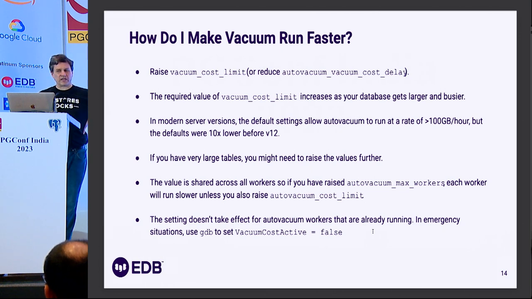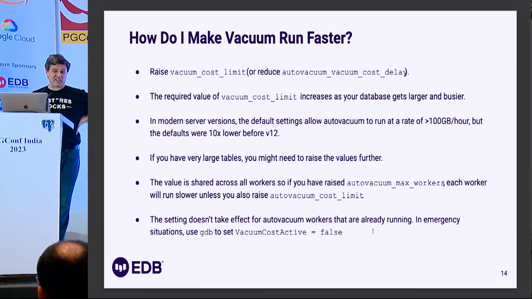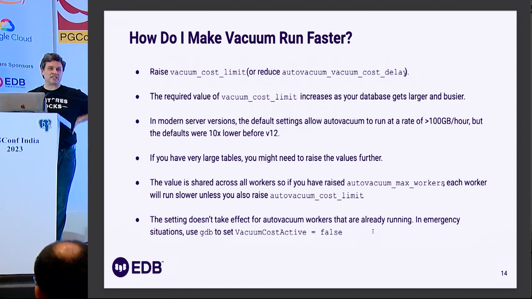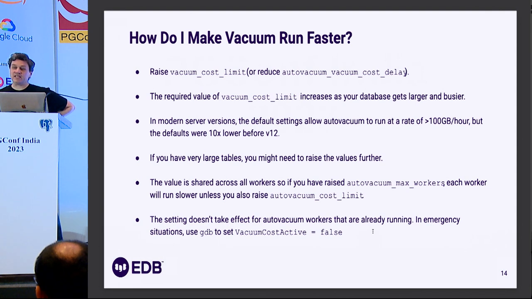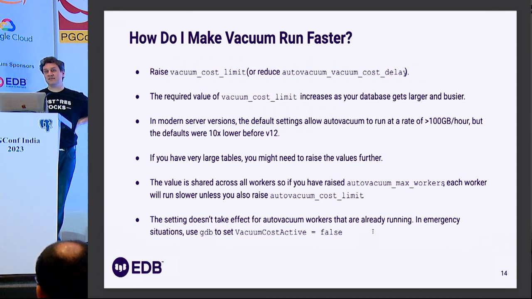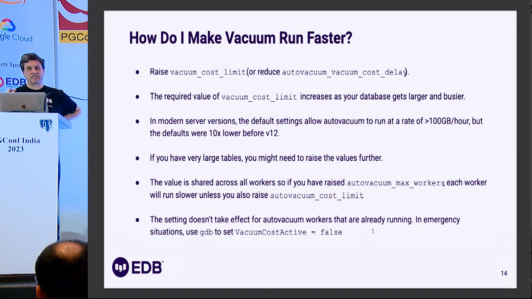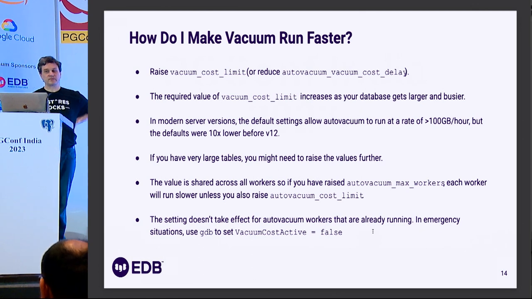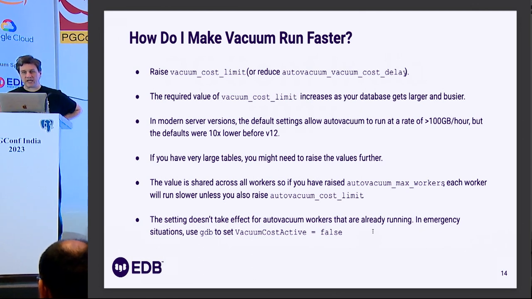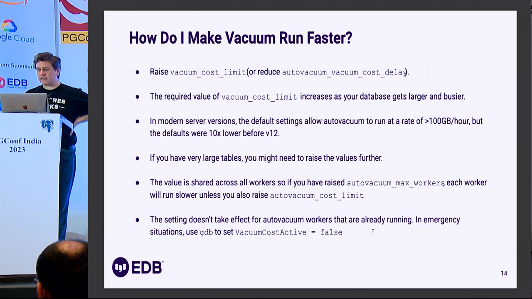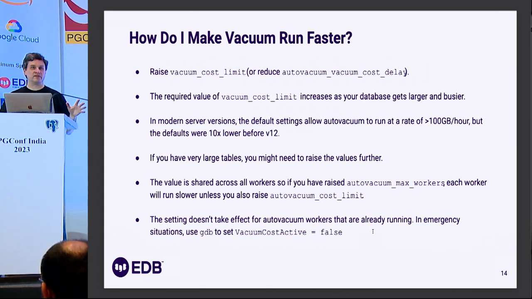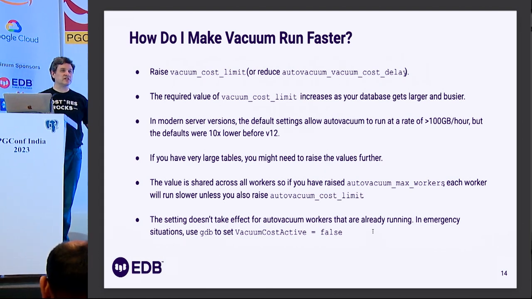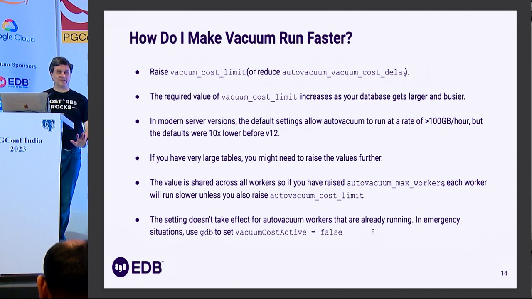So if you're vacuuming at a rate greater than 10 gigabytes per hour, your database doesn't have to be that huge before you can't keep up. And even at over 100 gigabytes an hour, it's possible to have a database that's large enough and busy enough that you don't keep up, in which case these values need to go up further. It's important to understand that the vacuum cost limit is shared across all workers. So if you add workers, each one goes slower.